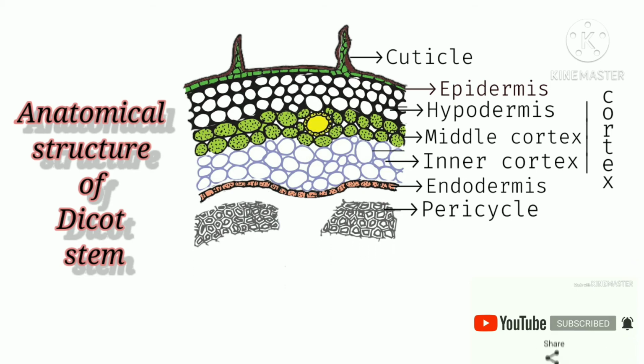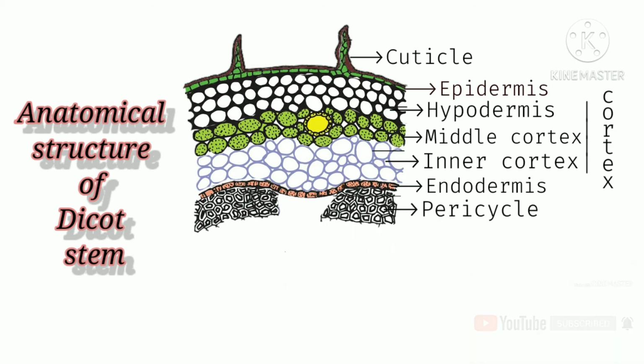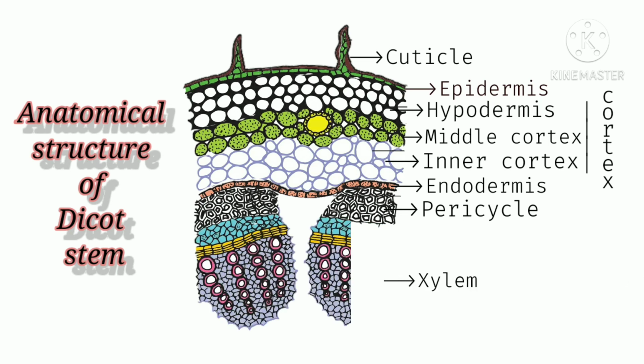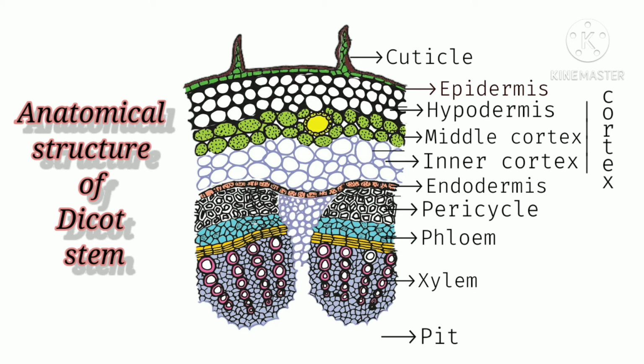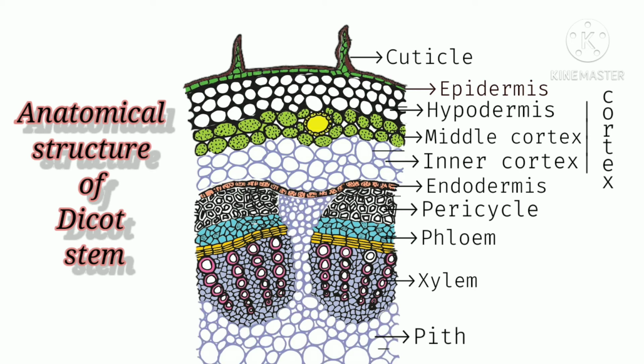pericycle, which is present between the endodermis and vascular bundles. The vascular bundles are xylem and phloem, and the last layer to dicot stem is a pith. The pericycle, vascular bundle, and pith collectively called as a stele. This is the anatomical structure of a dicot stem.